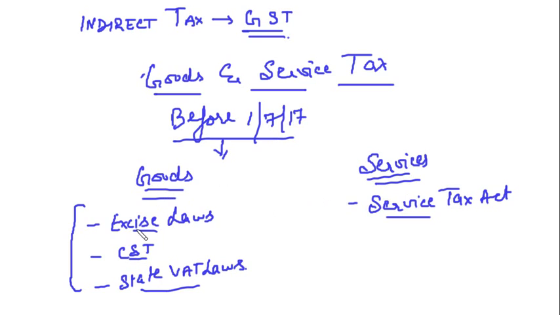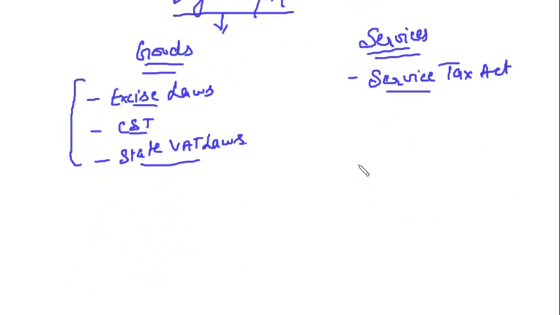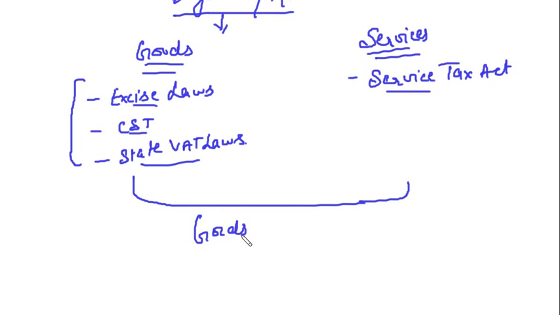Goods were treated under excise laws, CST, state VAT laws, and services under the Service Tax Act. Now, all this has been replaced by goods and service tax, GST. It covers both goods and services. So why was there a need to introduce this GST?